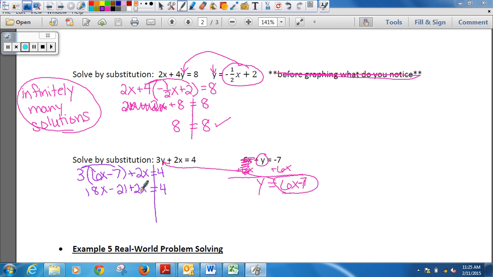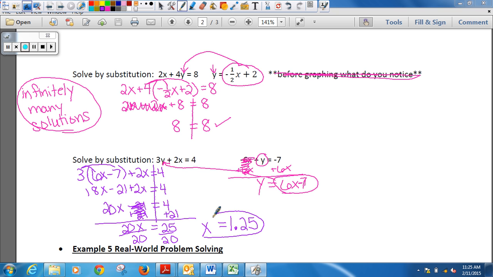18x plus 2x are like terms, so I can put them together as 20x minus 21 equals 4. The opposite of minus 21 is to add 21. I'm left with 20x equals 25. The opposite of times 20 is to divide by 20. And I end up with x is equal to 1.25.